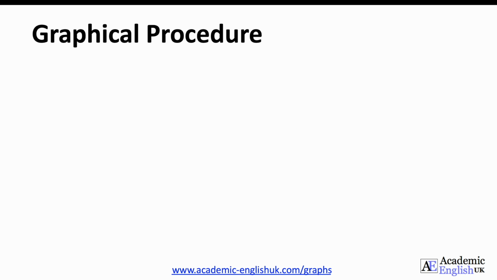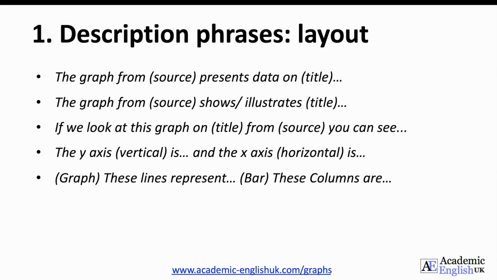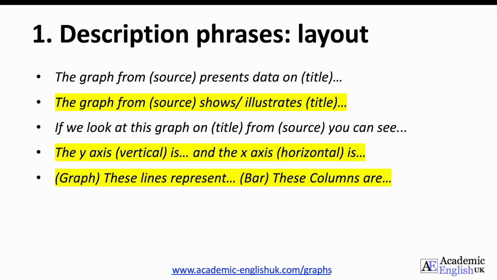So, when we analyze and evaluate a graph, we tend to follow a basic procedure of describe the graph, then identify the important points of graphical data, and then suggest the reasons why. We do this through language. Okay, so this slide shows description language phrases, and the key language here is describing the source and the title, describing axes, and describing what the lines represent.